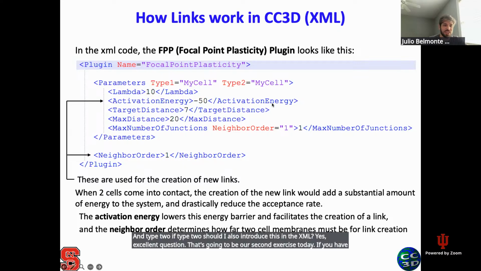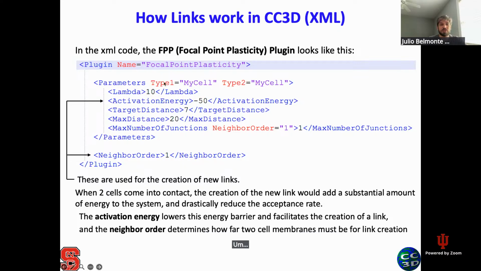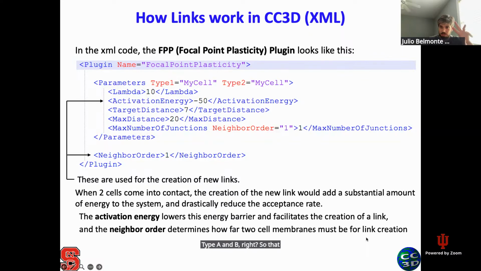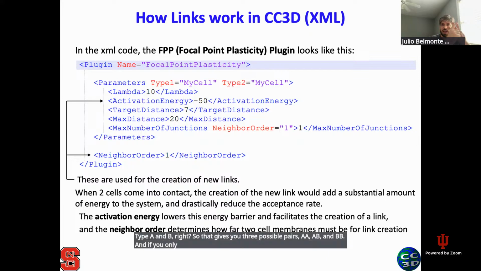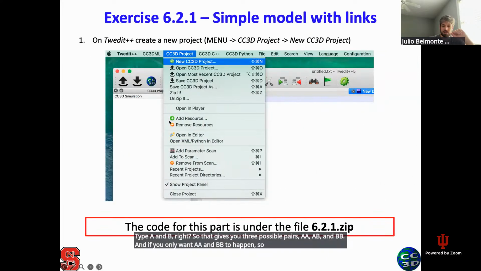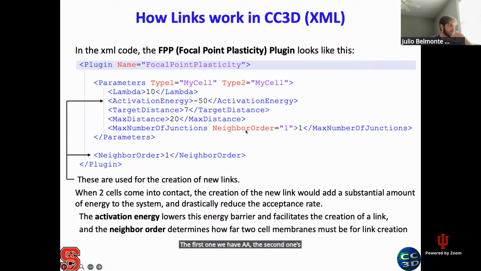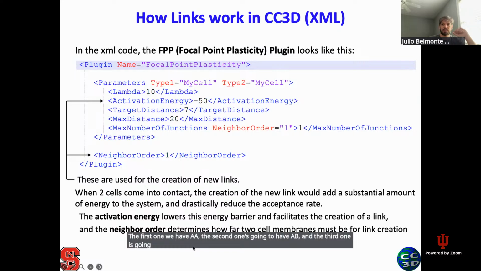When you set parameters, type 1 is just an entry, and type 2 is just an entry. Here you actually specify the names of the types. So let's say you have type A and B. That gives you three possible pairs: AA, AB, and BB. If you only want AA and BB to happen, you have three blocks of these parameters. The first one will have AA, the second one AB, and the third one BB.